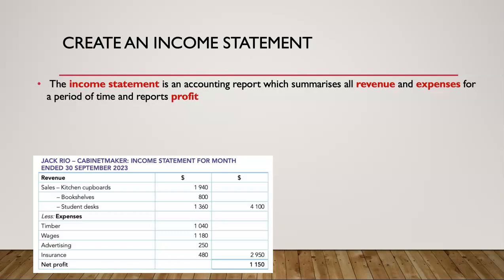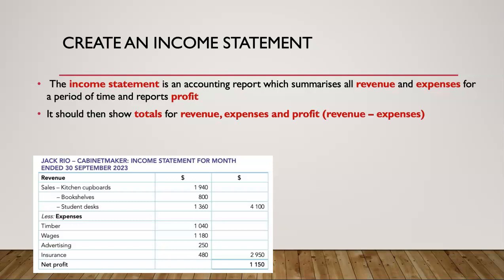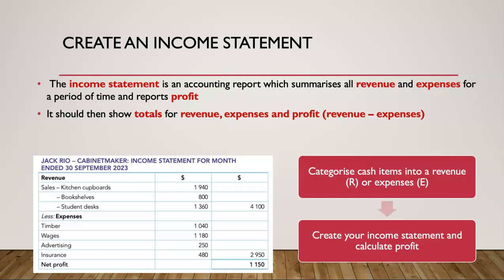And if you remember from the start of the video, this is the same business as the statement of receipts and payments, and you can see there's a big difference between the amount of cash we made, almost $11,000, and profit, only $1,000. So the income statement will show totals for revenues, expenses, and profit. Remembering profit is revenue minus expenses.